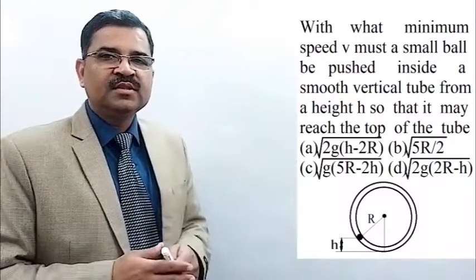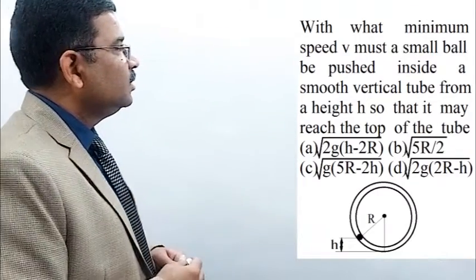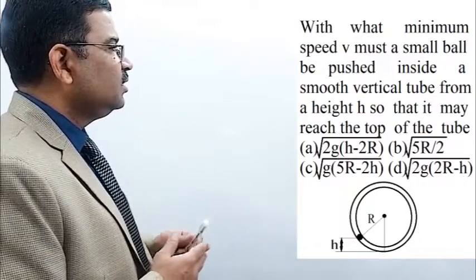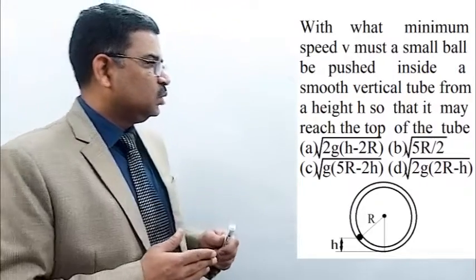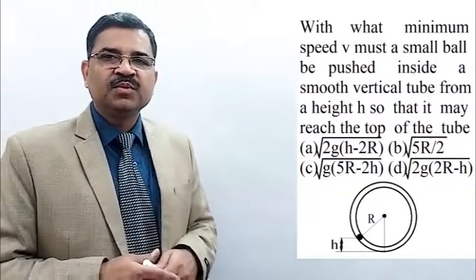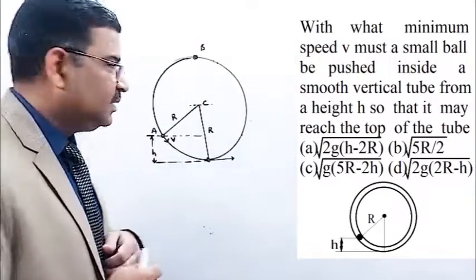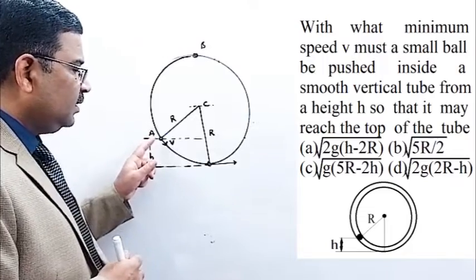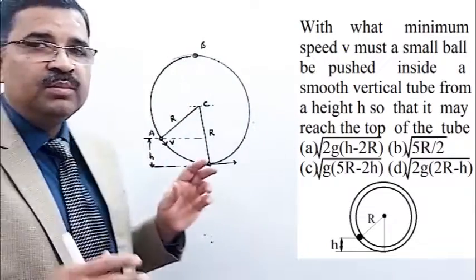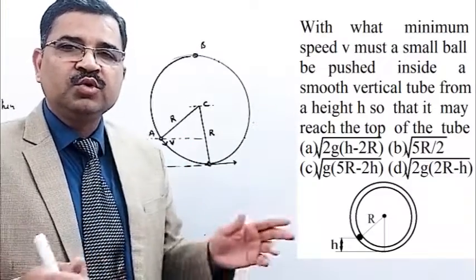Now students, let us consider one more question. With what minimum speed v must a small ball be pushed inside a smooth vertical tube from a height h so that it may reach the top of the tube? And 4 options are given to you. Students, the special thing in this question is that we have to give the velocity at A such that the body should reach point B. Now so what should be the minimum velocity required at B? So it should be 0.